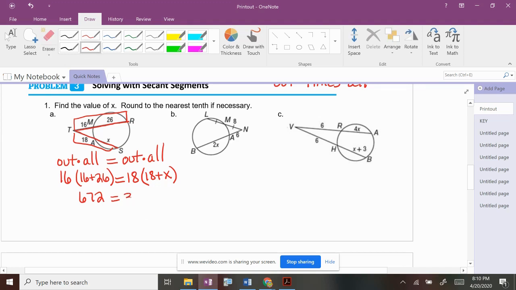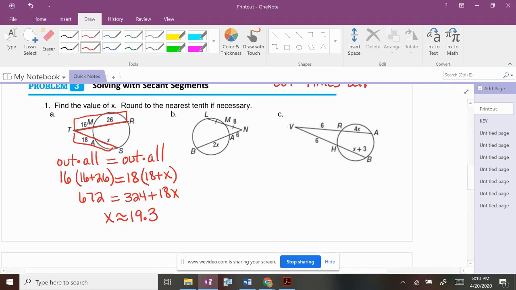My mistake. 324 plus 18x. Subtract 324, divide by 18, and yes, you're going to get a decimal of approximately 19.3. Let's look at one more.